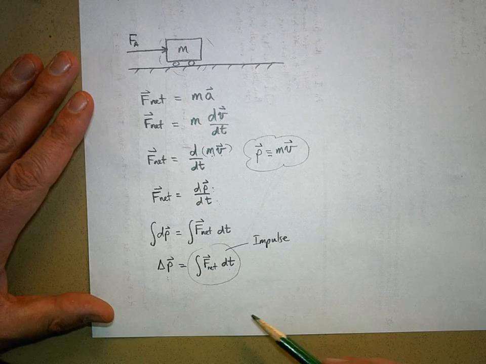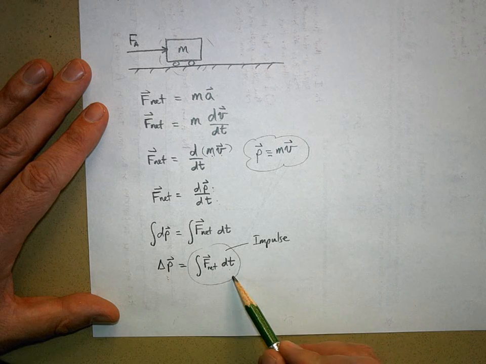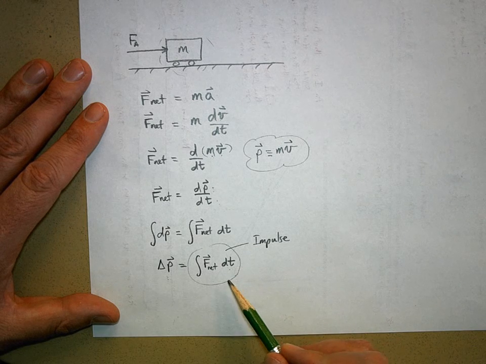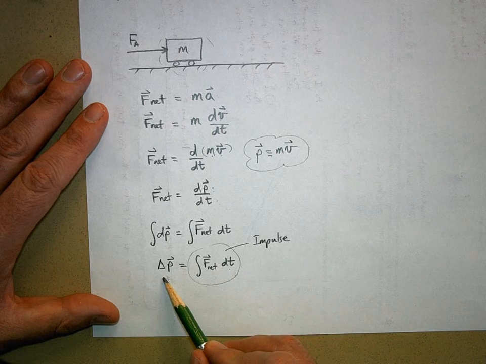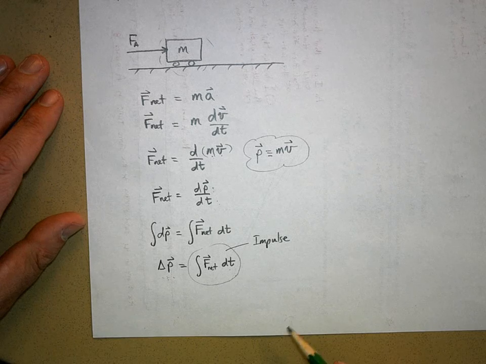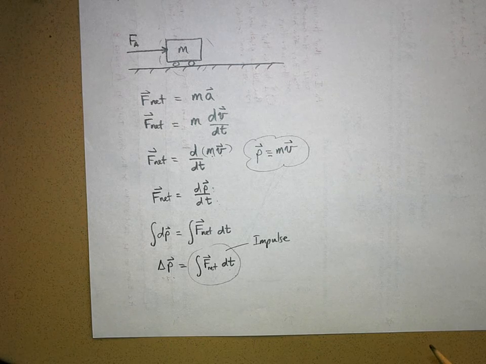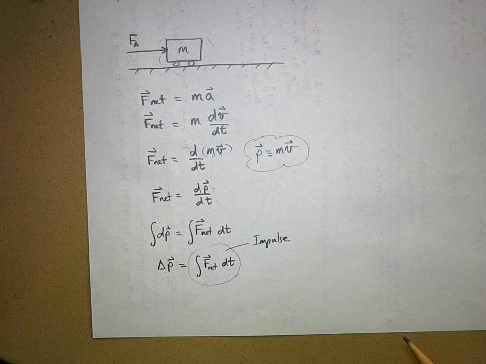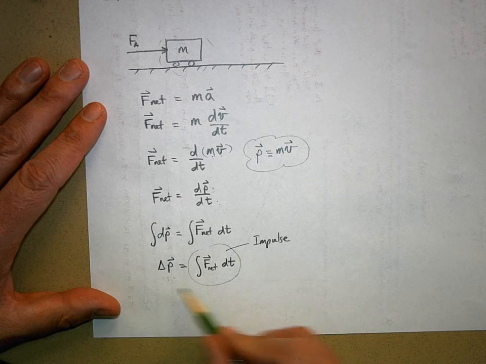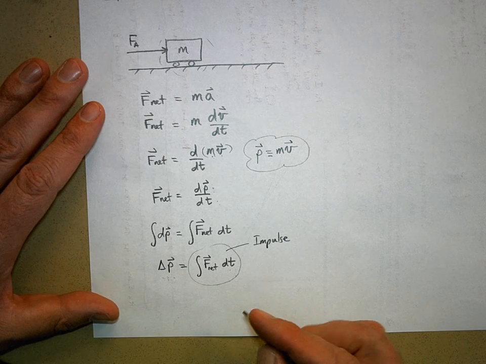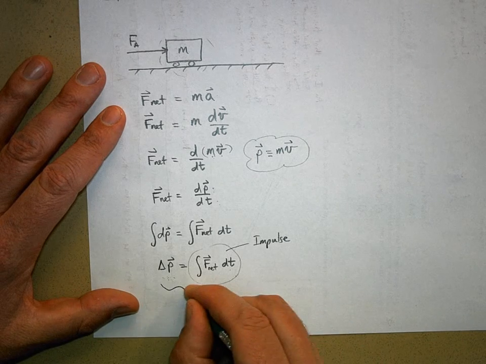And that impulse will be exactly equal to the change in momentum of my object. And this is called the Impulse Momentum Theorem. This little equation right here.